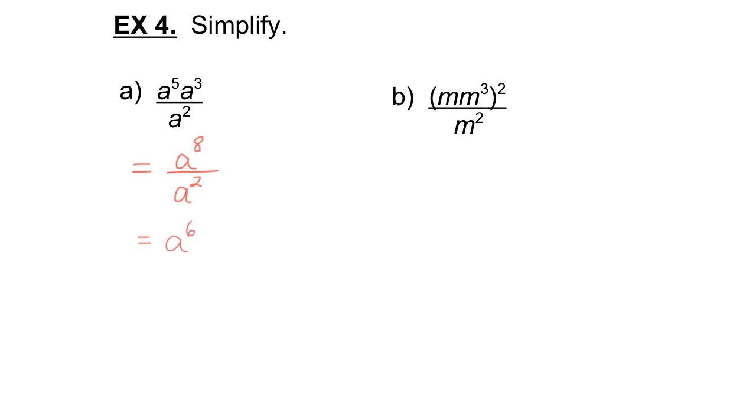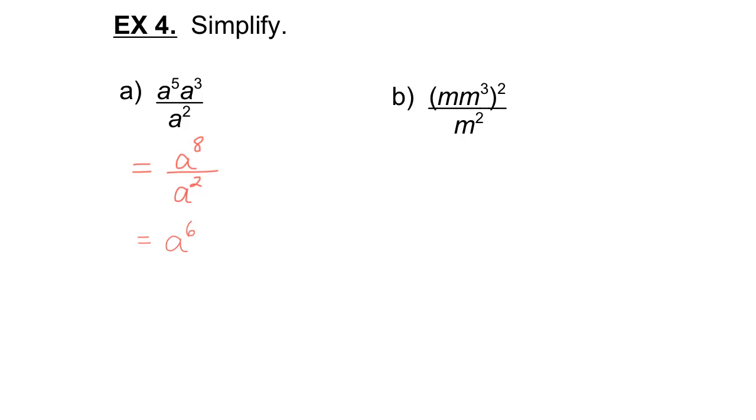8 minus 2 is 6. So now I have a single power. That's as simplified as it gets. In the next one, I've got multiplying powers with the same base in the brackets. Then I've got a power of a power dividing by a power. So I've got a combination of all my different rules here.